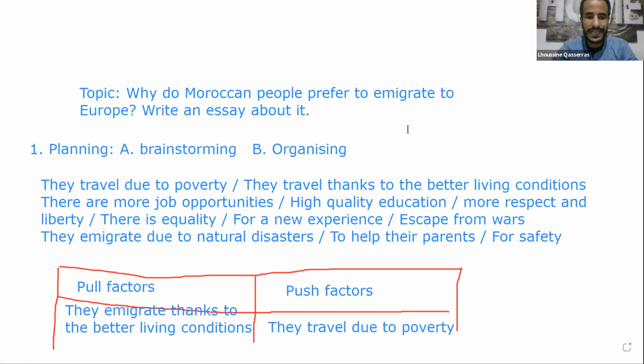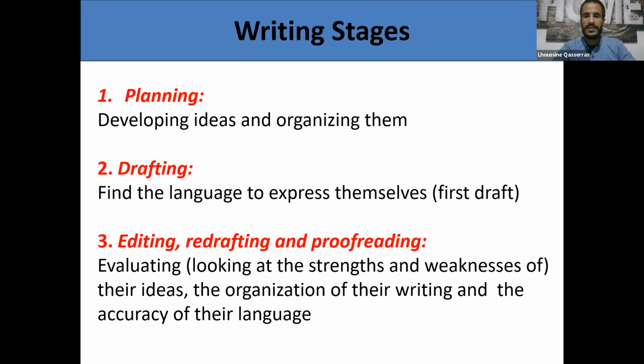Let me clean. Can I clean the board? Yes, sir. Or not yet? Yes, yes. You can take a picture quickly if you wanna discuss later. Okay. All right. So let me share again. Okay. Do you see my screen? Yes.